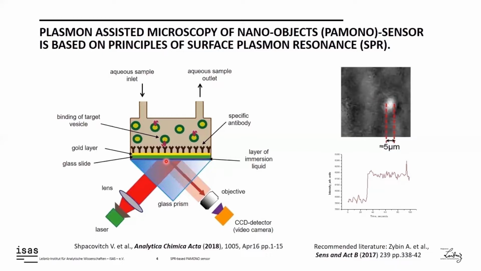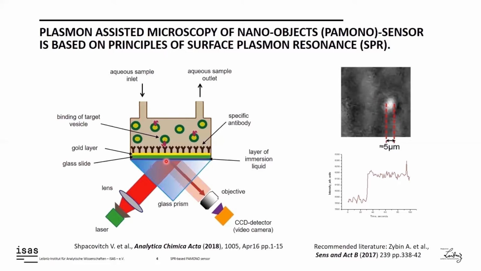In this case, at this particular angle, which is called the resonance angle, the energy of photons of the laser beam is transformed into the energy of the free electron gas, which exists in the noble metal film, in the gold film. Such a situation leads to the creation of very sensitive reflection conditions.